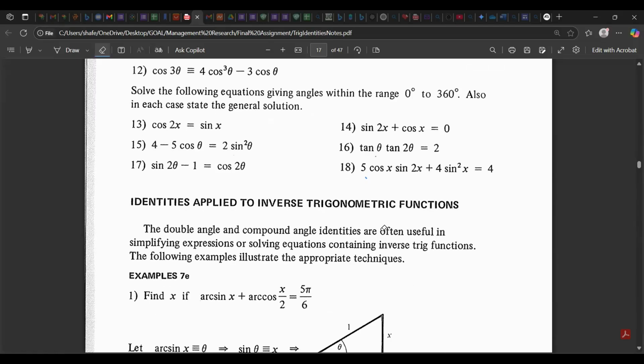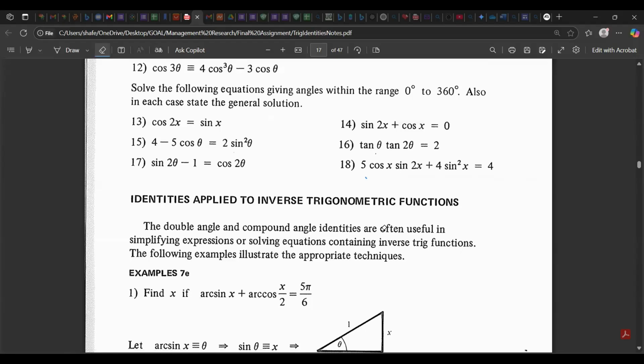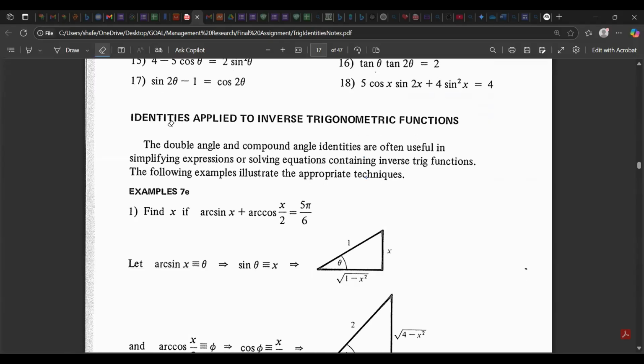Good. So I want to switch attention now to this. This part here is a little tough. We're going to apply some of the identities we learned before, the compound angle, double angle, and so on, to what we call inverse trigonometric functions. And I guess y'all were introduced to those in the last course: arc sine, arc cos, and arc tan.